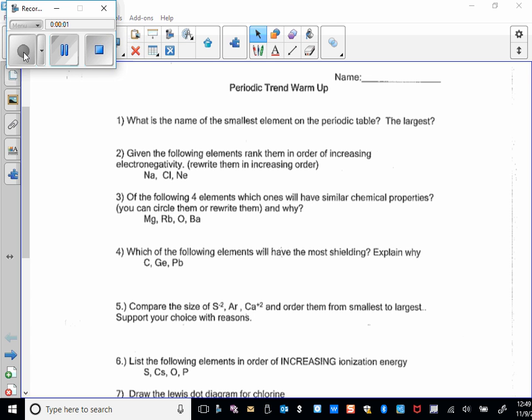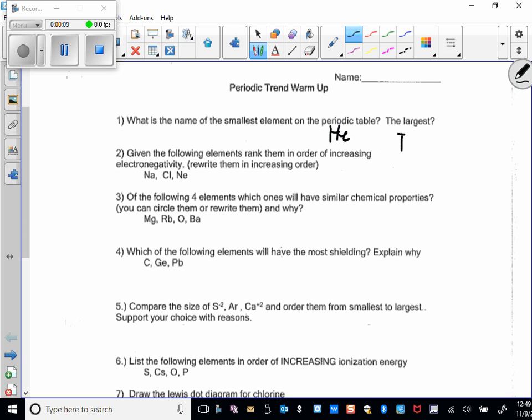They will look at all this. Okay, the smallest element is going to be helium on the periodic table, and the largest will be francium. Wait, why is it helium? Because when you go across, the size decreases. Hydrogen is bigger than helium, because helium is smaller. As you go across, the nuclear charge increases and the atom becomes smaller.